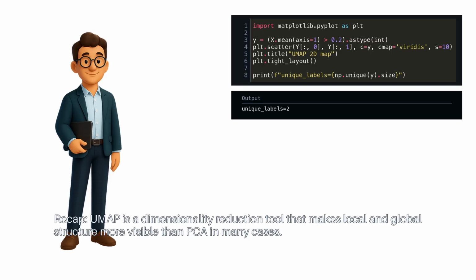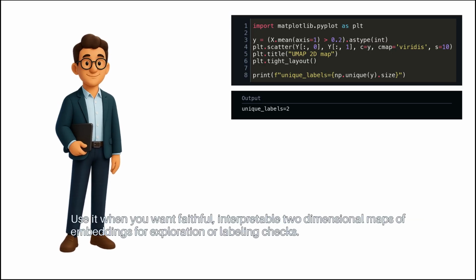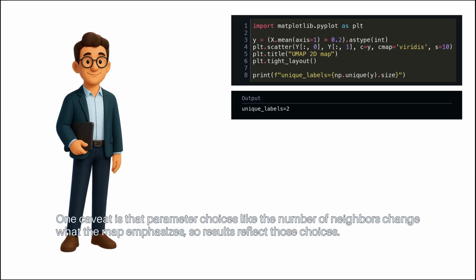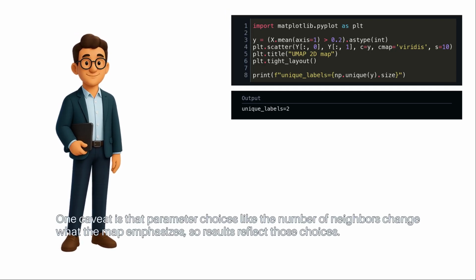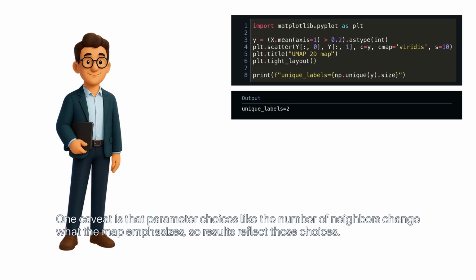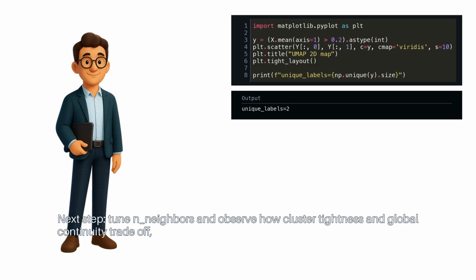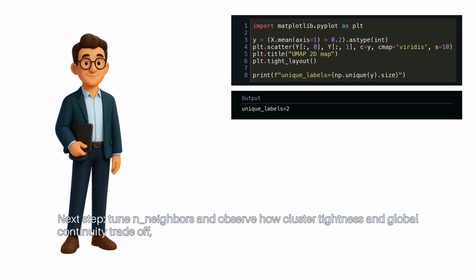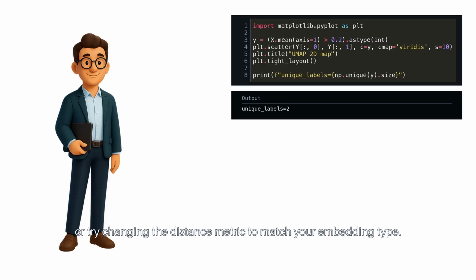Use it when you want faithful, interpretable two-dimensional maps of embeddings for exploration or labeling checks. One caveat is that parameter choices like the number of neighbors change what the map emphasizes. Next step: tune n_neighbors and observe how cluster tightness and global continuity trade off. Or try changing the distance metric to match your embedding type.